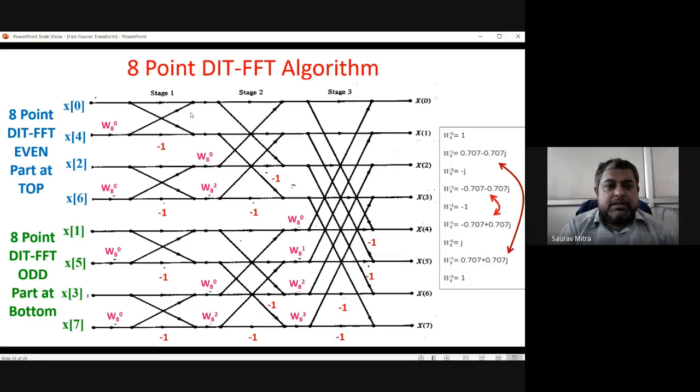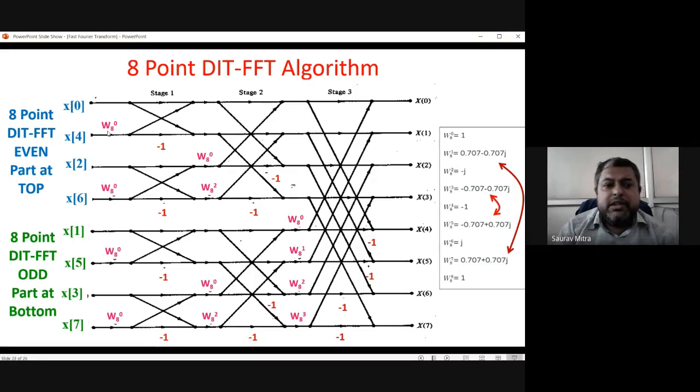Now, stage 1 we have already seen. So this is the butterfly structure for two inputs. The same thing, the -1 comes below, and here also -1, here also -1, and here -1. So there are actually 12 -1s in this 8-point DIT FFT algorithm. So every stage is having 4 -1 multiplying factors, and every stage is having actually 4 twiddle factors as well.